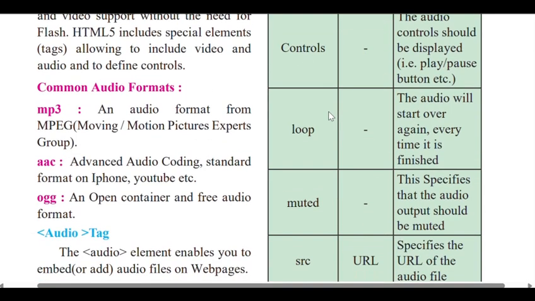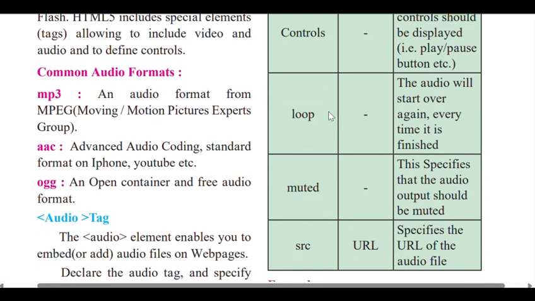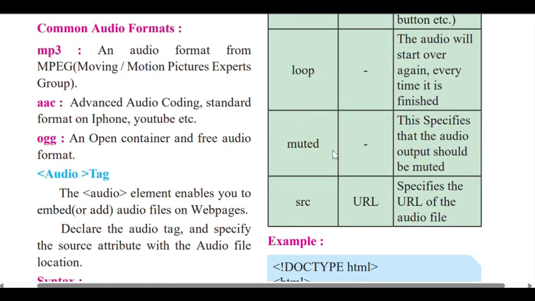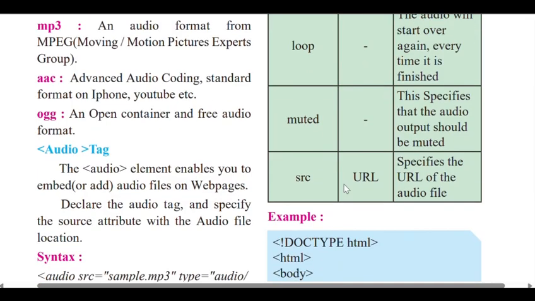Controls: the audio controls should be displayed, that is play, pause button, etc. It will be displayed on the web page if you use the controls attribute. Loop: the audio will start over again every time it is finished, again and again. Muted attribute is used. This specifies that the audio output should be muted.